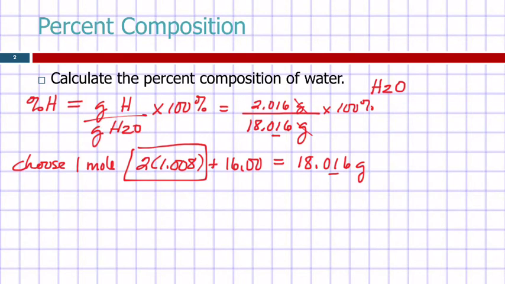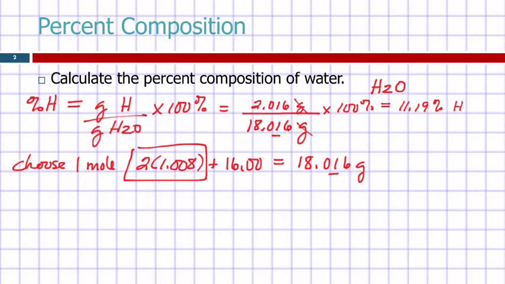Those grams cancel out. 2.016 divided by 18.016 times 100. Do not press the percent button. 11.19% of water by mass is hydrogen. Any questions? I put 4 significant figures there because each of these had 4 significant figures, and that was just based on the values I had for my molar masses for my elements.